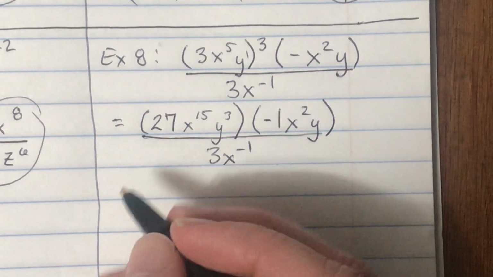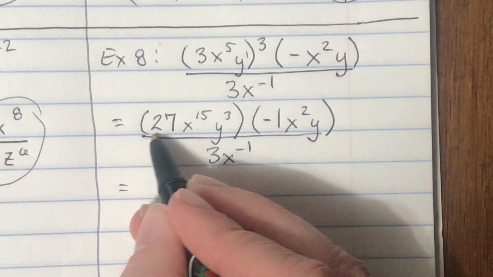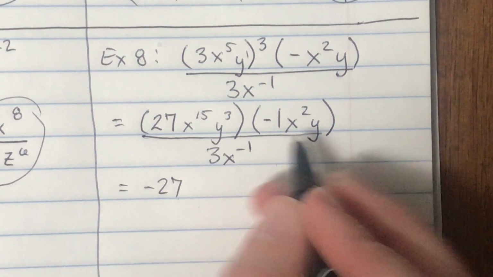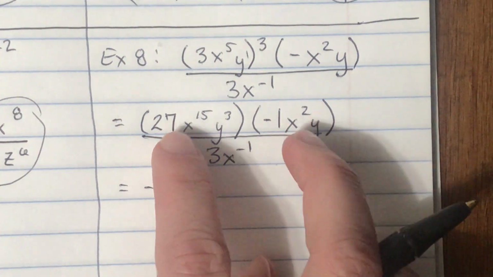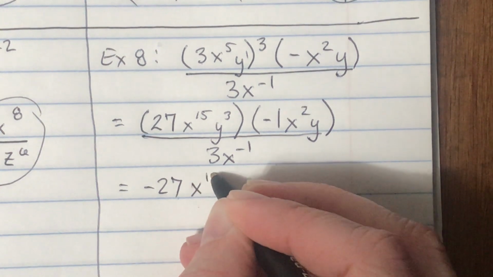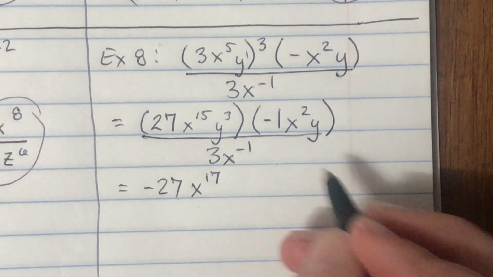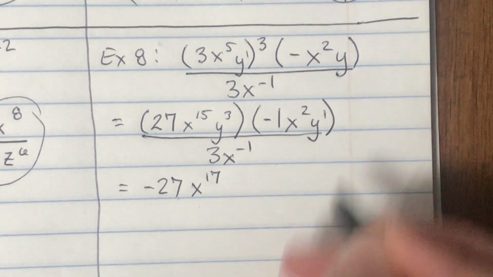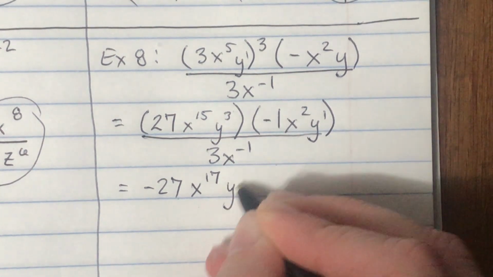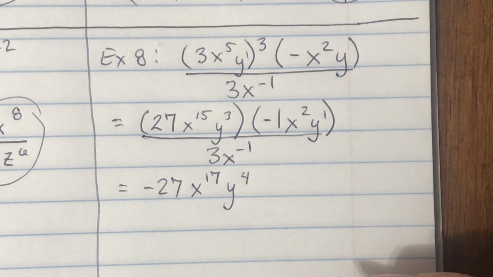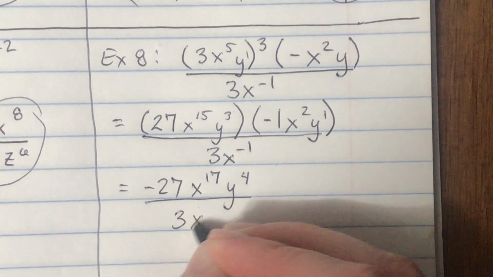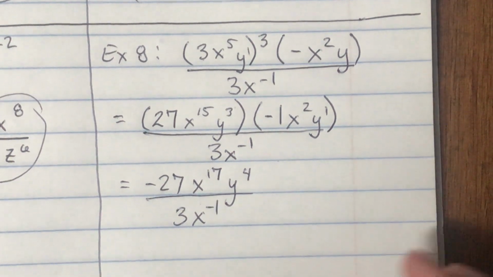Now we're ready to multiply the top. And so on top, we multiply the numbers. That's going to be -27, so 27 times -1. I'm going to combine my x's, like bases, add the exponents. So we end up with 17 x's on the top. And then combine the y's. Remember, there's really a 1 here. Y to the third, and add the exponent of 1. We end up with 1 more y, so that is y to the 4th. And then all over 3x to the negative first power.